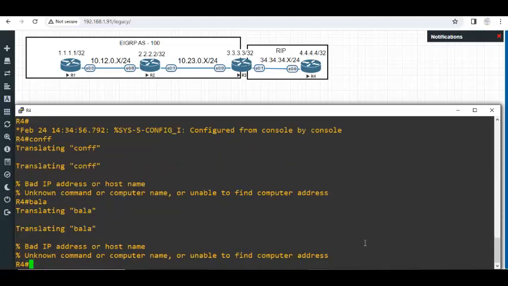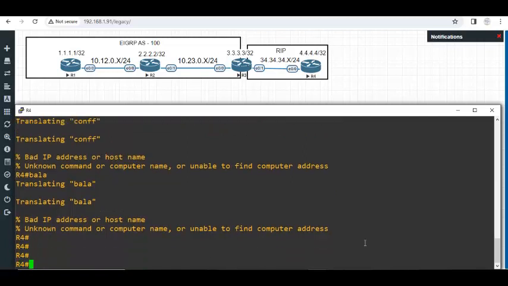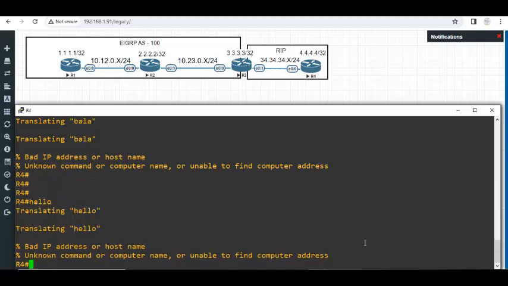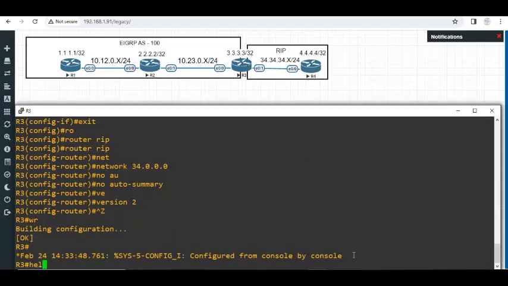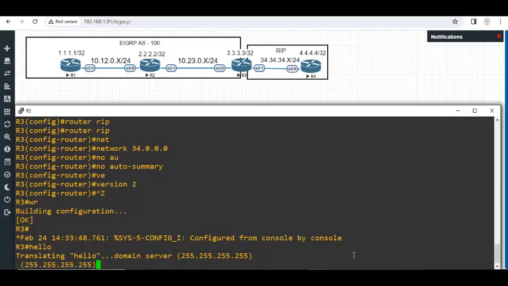But if I do the same hello in R3, see what happens. It is searching for that hello by sending it as a broadcast. No one is going to respond. It will wait till the timeout happens. You understand? It will try 3 times. But here what I said is no IP domain lookup, meaning don't keep searching. Don't do lookup.